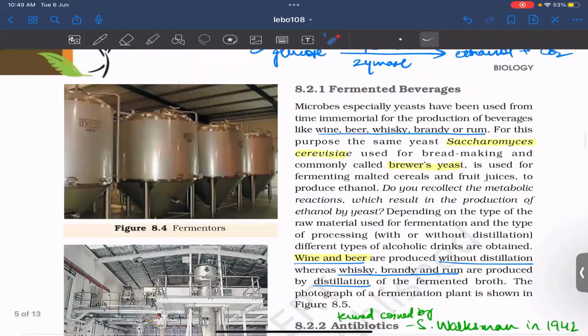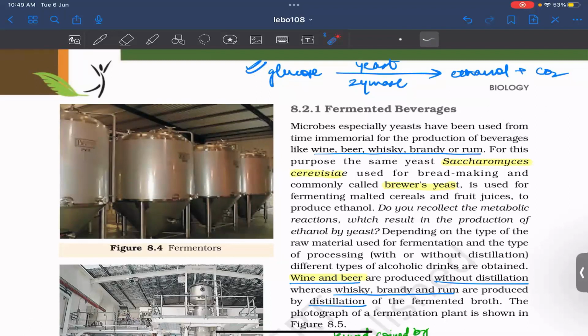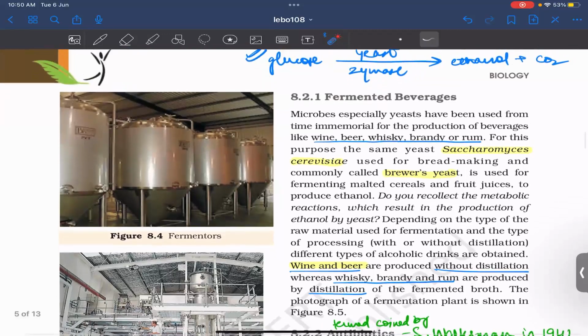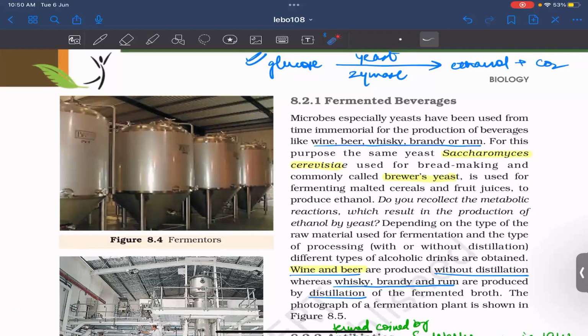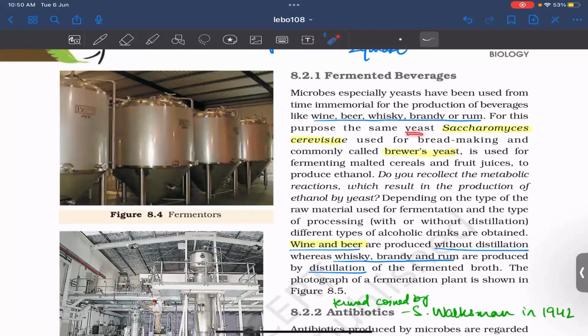Now let's discuss fermented beverages. You must be aware of various types of alcohols, which are various types of ethanol that are consumed. On glucose, yeast acts through its enzyme zymase and leads to formation of ethanol plus CO2. This is the basic reaction which happens, and you need to remember the enzyme as well as the reaction. The various types of alcoholic or fermented beverages are wine, beer, whiskey, rum, etc. These are also made by the yeast Saccharomyces cerevisiae, and therefore it is also called brewer's yeast.